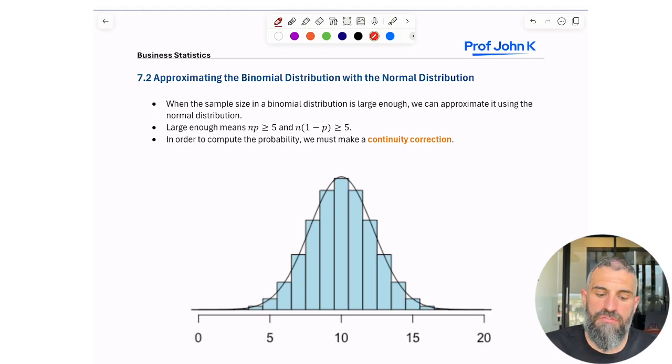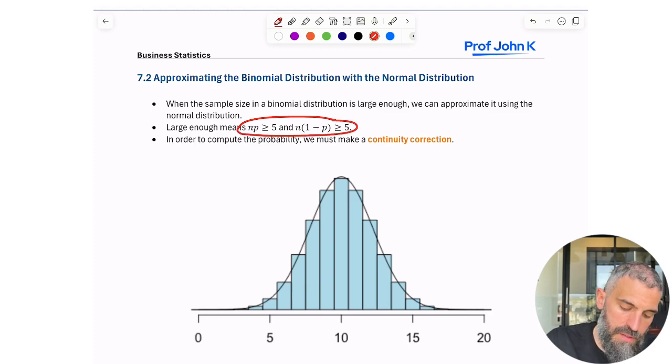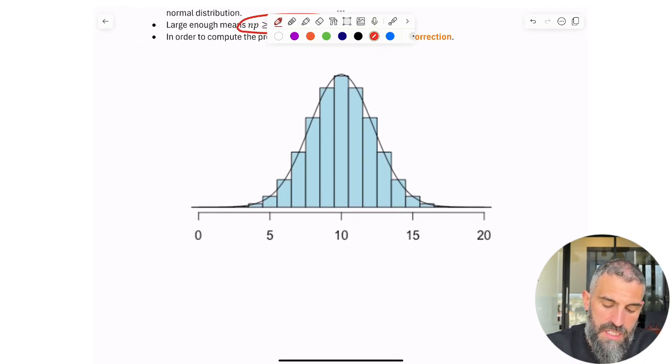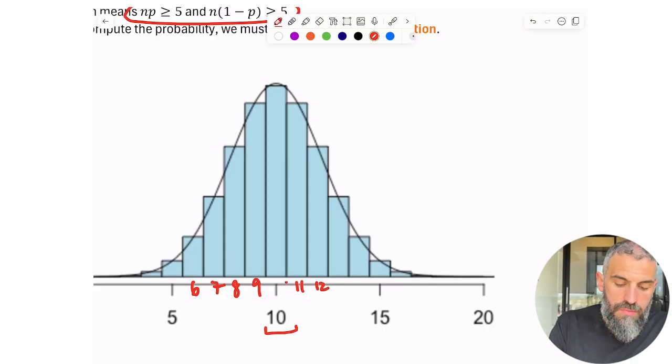Now, what is large enough? You have the rule right here. As long as np, this is binomials now, right? As long as np, which was the expected value, is at least 5, and then n times 1 minus p, or n times q, is also at least 5, then you can approximate the binomial using the continuous probability distribution, and that's what I want to show you guys here. Essentially what you're looking at, the black line is the bell curve, the normal distribution, and the blue bars are your binomial outcomes.